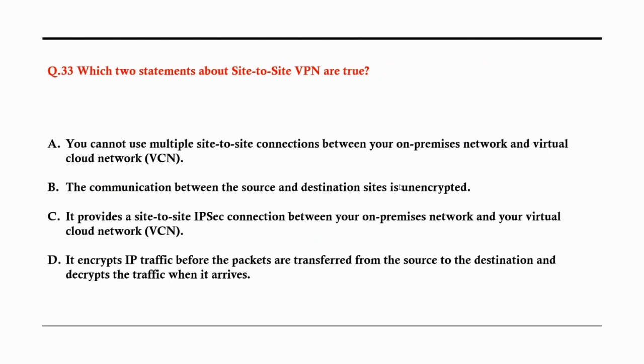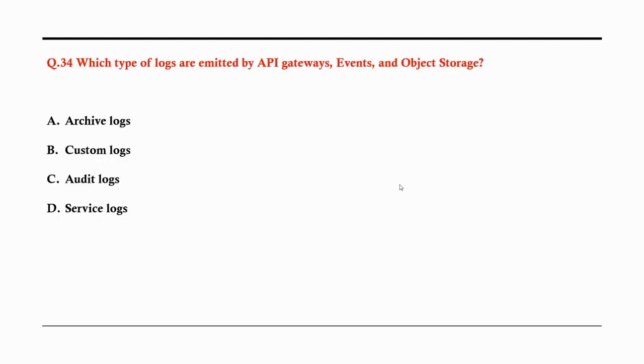Question 33. Which two statements about site-to-site VPN are true? The answer is C and D. It helps to provide you the site-to-site IPSec connection between your on-premise network and your virtual cloud network, and it also encrypts the IP traffic. So C and D is the right one.